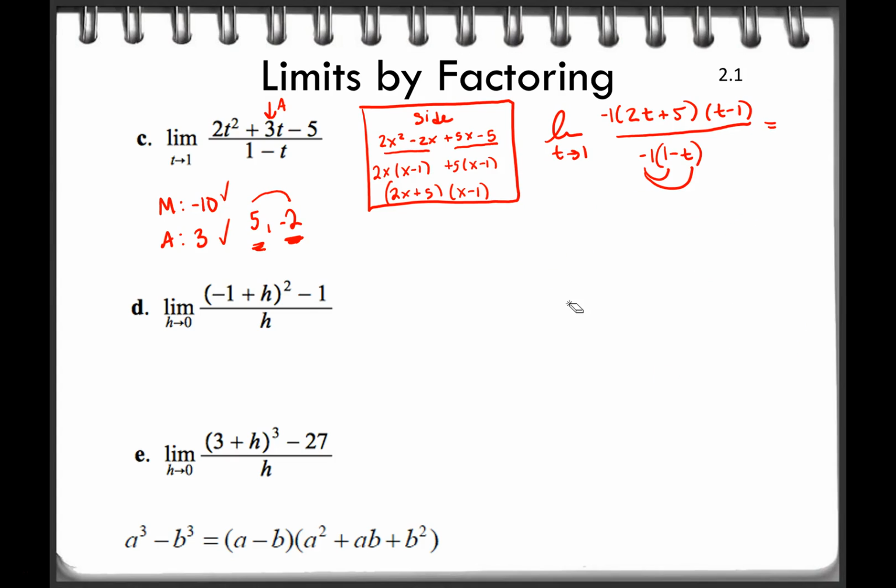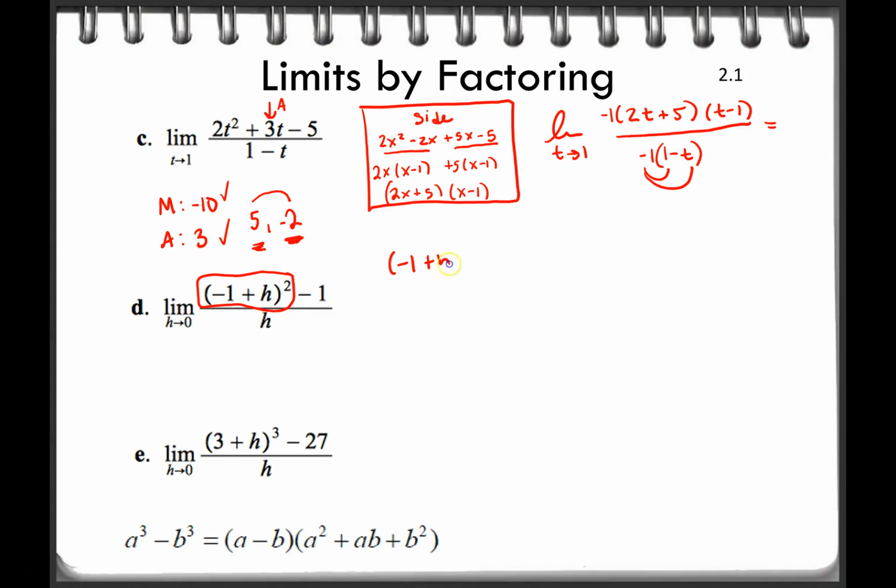Okay. Letter D here. In this particular one, we can see that we can't plug in 0, but also I don't see anything to factor. So this is actually going to be one where I'm going to FOIL this out, and then I'm going to be able to cancel after factoring. So let's go ahead and FOIL that out.